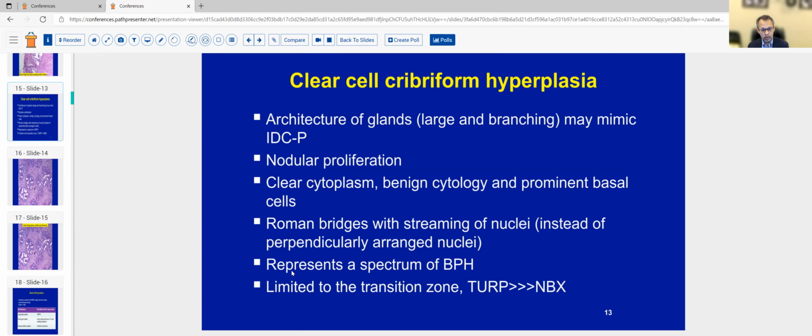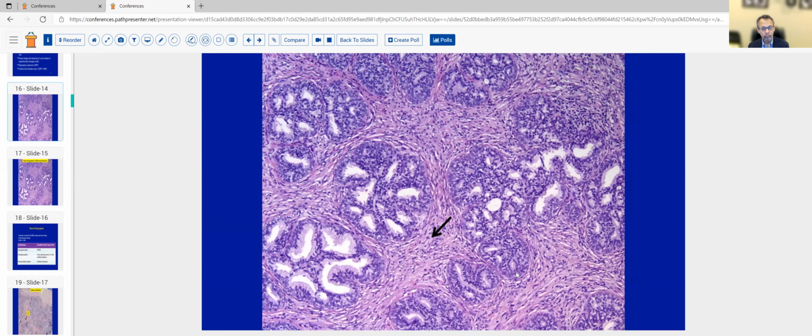Clear cell cribriform hyperplasia represents a spectrum of benign prostatic hyperplasia. So it's typically restricted to the transition zone, and you are likely going to encounter it in either transurethral resection of prostate specimens, or in radical prostatectomy. But its presentation in needle biopsy, in my experience, is extremely rare. So let's move to another case.